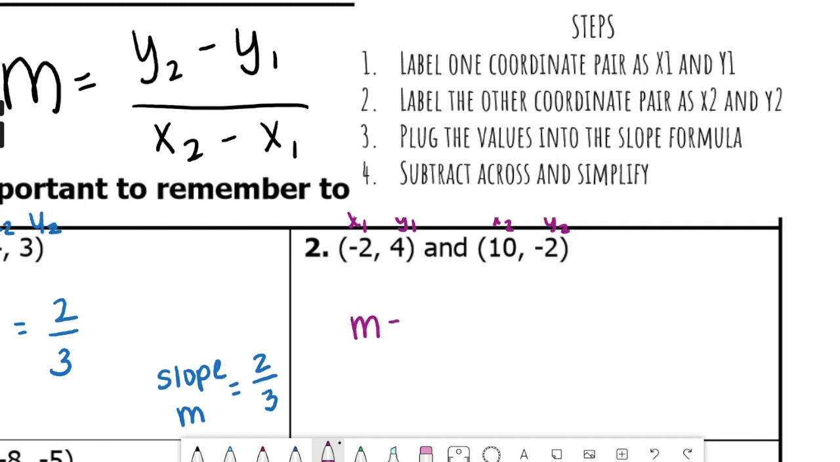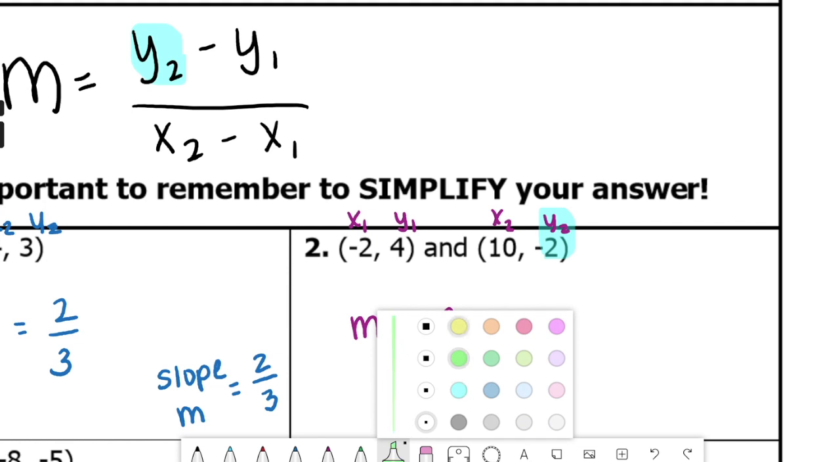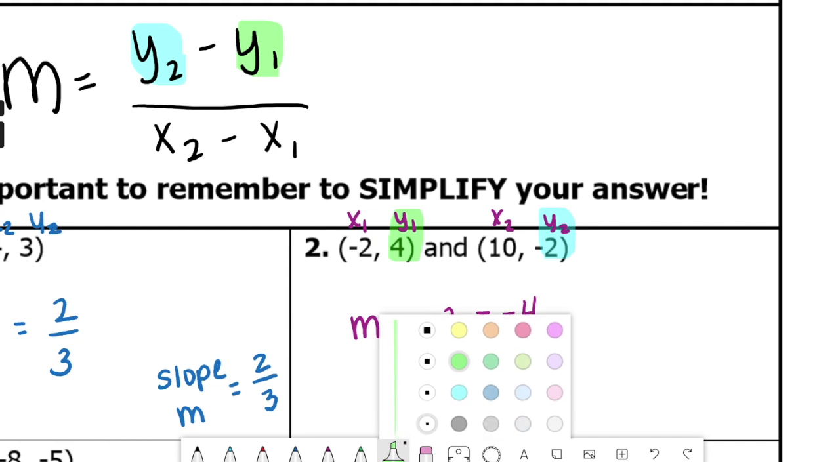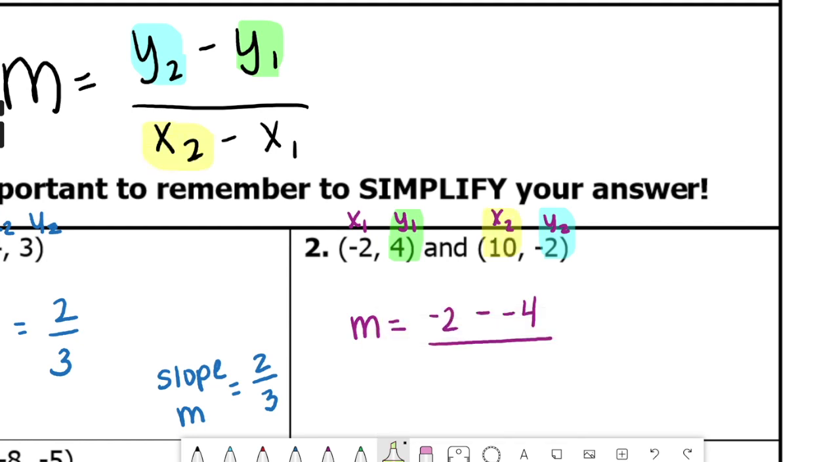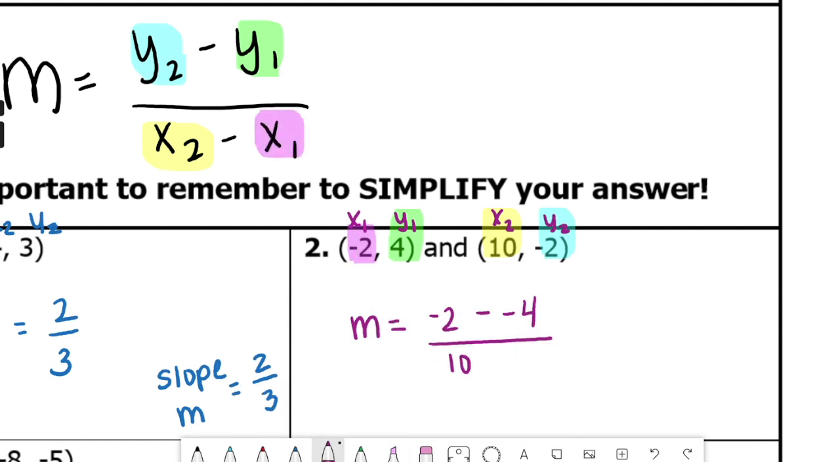So we're going to write m equals, and then here you can see we are going to use y2, which is negative 2, minus y1, which is negative 4, divided by x2, which is 10, minus x1, which in this case is -2. So you can see we have to be careful because our equation calls for subtraction, but then we also have negative numbers.